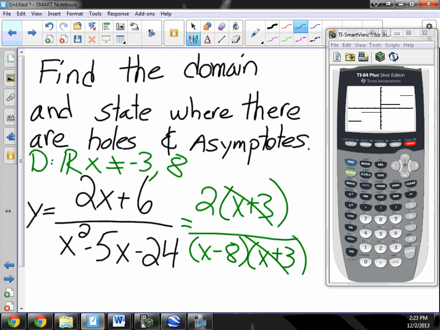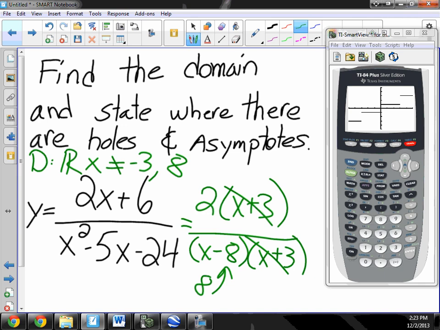So I factored the bottom. If I plug in 8, I get a 0 there, which makes this whole thing 0. If you divide by 0, that's infinity, which can't exist. So anytime the denominator is 0, that value is not part of the domain. So whatever this graph looks like, -3 is not part of it. Also, 8 is not part of it.